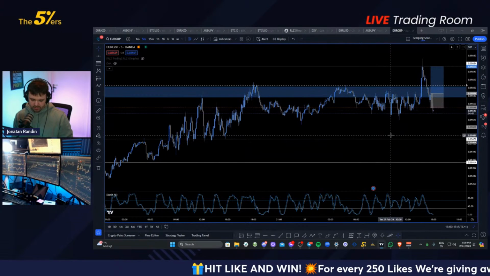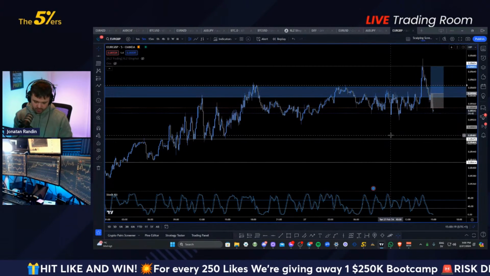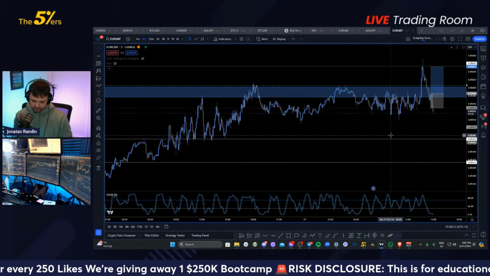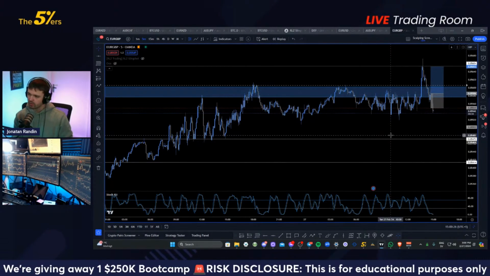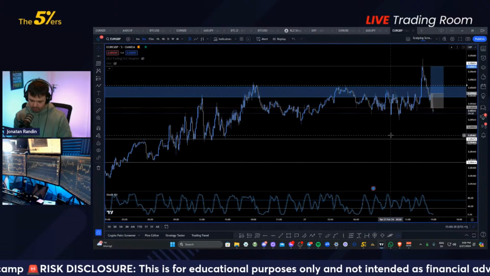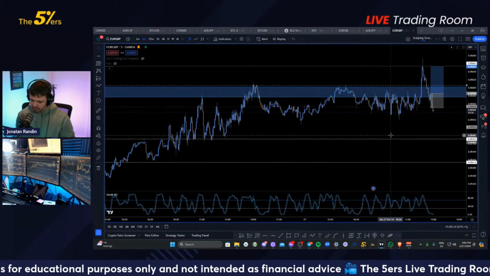So first of all, it's a long at resistance, and also the second point is entry without confirmation. Okay, so those are the 2 major problems with this trade.